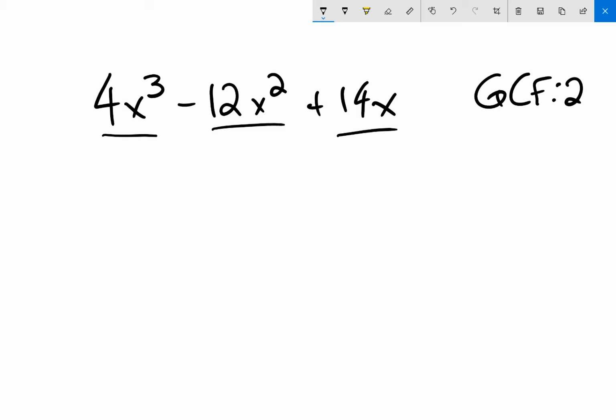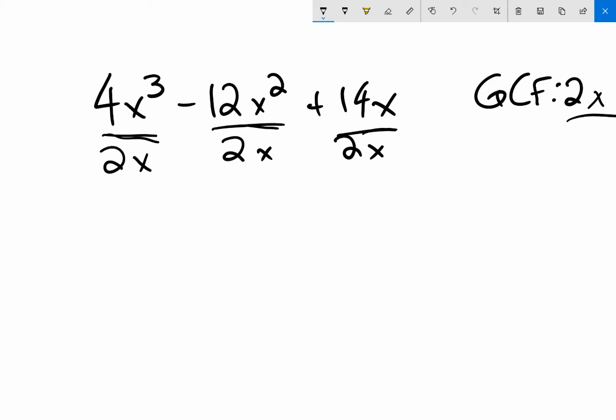Now, as far as variables go, the first term has an x to the third, so it's got 3 x's in it. Second term has 2 x's in it. The last term has just a single x in it. So as far as what they have in common, they each have at least 1 x. So an x is part of that GCF as well. So the GCF is 2x. So what we're going to do is divide each of these terms by 2x.